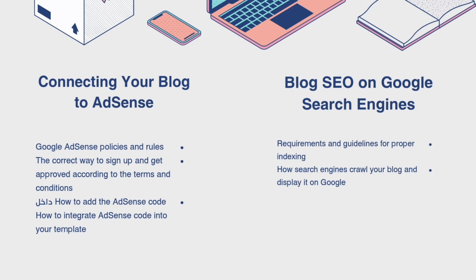In this section, we will learn how to connect your blog to AdSense. First, we will go through Google AdSense policies and rules so you understand what is allowed and what you should avoid. Then, I'll show you the correct way to sign up and get approved, following all the official terms and conditions. After that, we'll learn how to add the AdSense code and properly integrate it into your template.